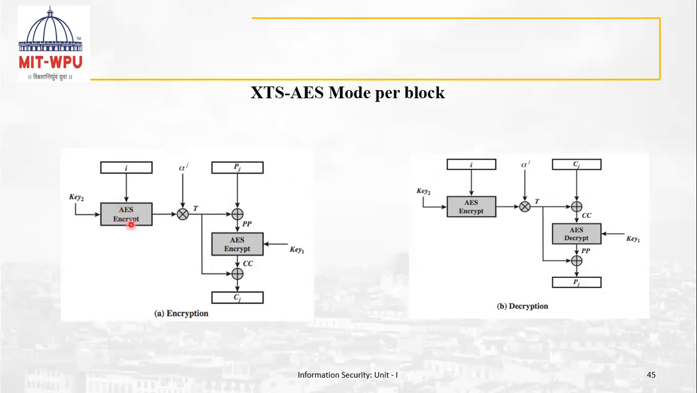So as soon as you use AES, which is a very secure encryption method, the complete method is called AES mode per block. XTS AES mode per block. Now, in this, what happens is this I is a counter which takes counter 0, counter 1, counter 2, and so on. It is XORed with another vector, the initialization vector, which is called alpha.